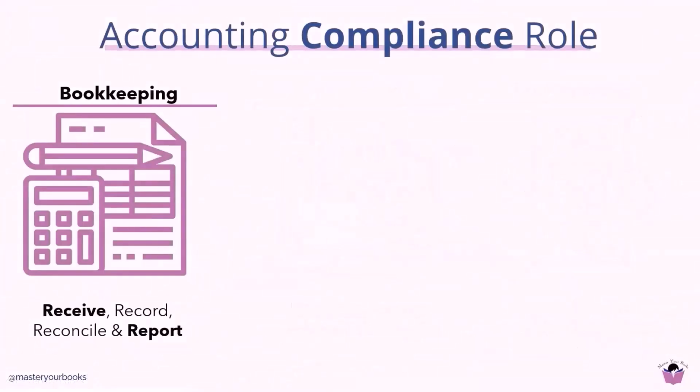So let's take this accounting compliance journey, but now let's step into the roles that we need to play to make sure that we are complying to create those accurate, viable financial reports. So accounting compliance role number one, bookkeeping. Bookkeeping is the role that we need to play for the business owner. It's when we receive, record, and reconcile data so we can report it on the financial statements.